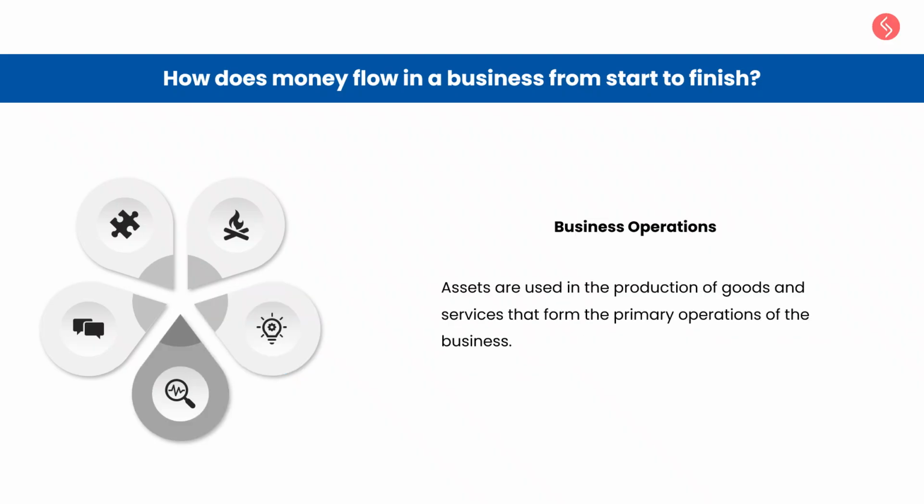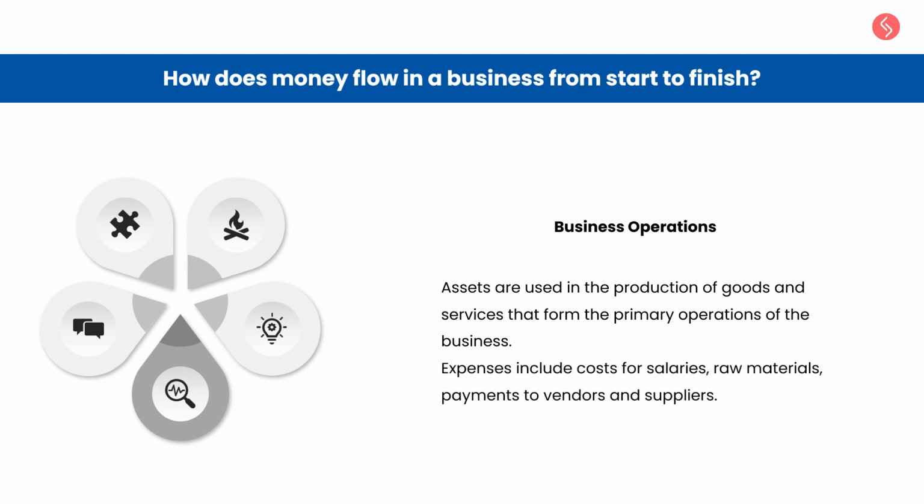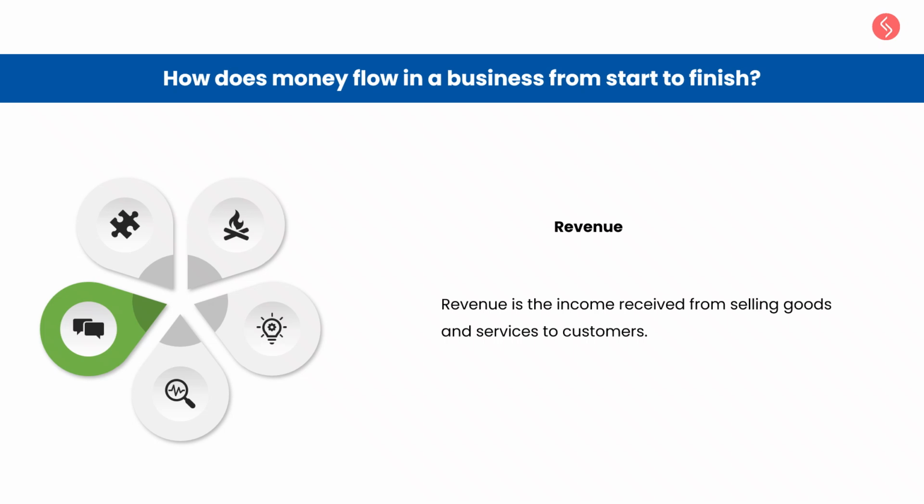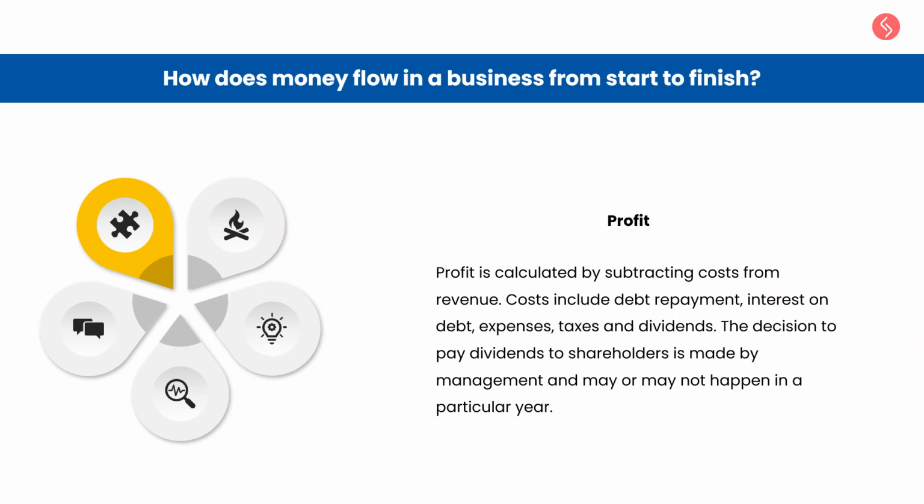Business operations. Assets are used in the production of goods and services that form the primary operations of the business. Expenses include costs for salaries, raw materials, payments to vendors and suppliers. Revenue is the income received from selling goods and services to customers. Profit is calculated by subtracting costs from revenue. Costs include debt repayment, interest on debt, expenses, taxes, and dividends. The decision to pay dividends to shareholders is made by management and may or may not happen in a particular year.